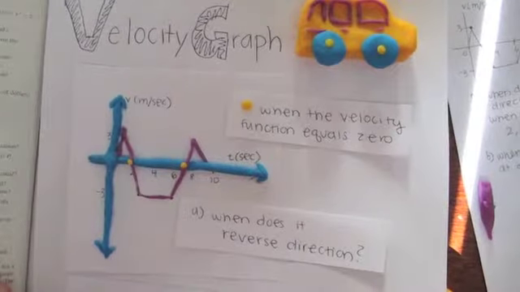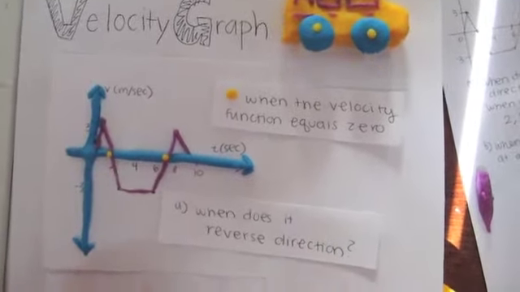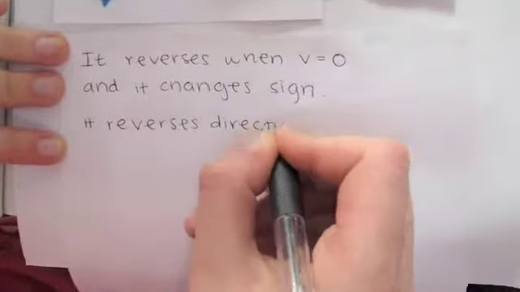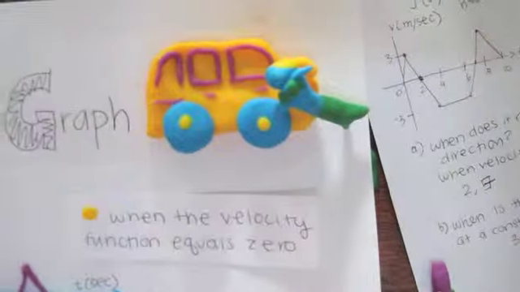Here we have the graph of a velocity equation, and we're trying to figure out when it reverses directions. Well, when the velocity is 0, it reverses directions. Because it crosses the x-axis and changes sign at 2 and 7, that is where it reverses direction.